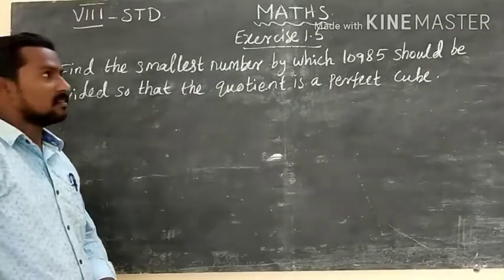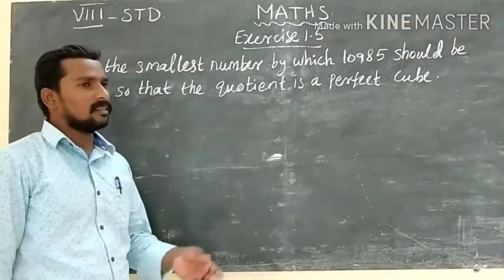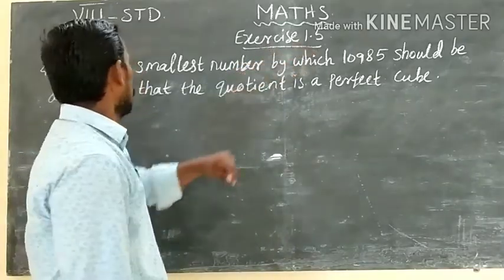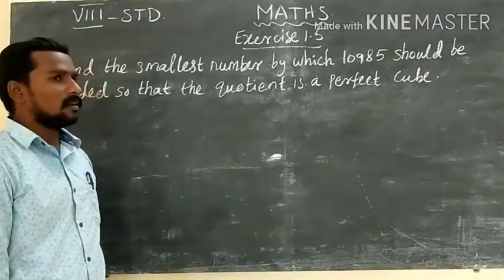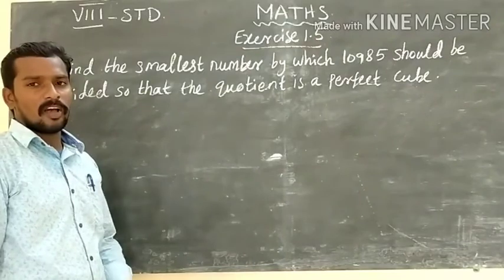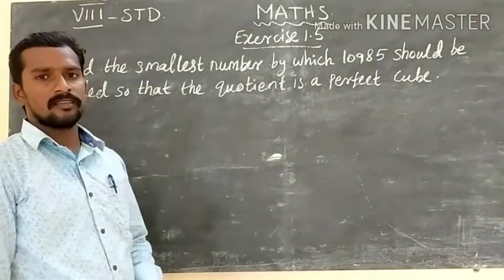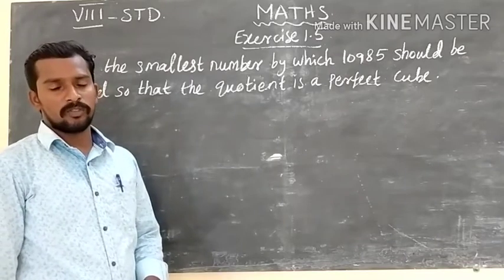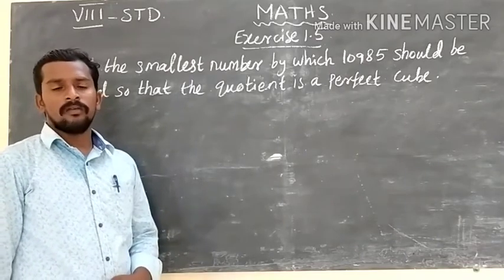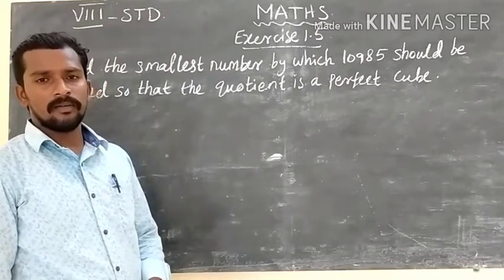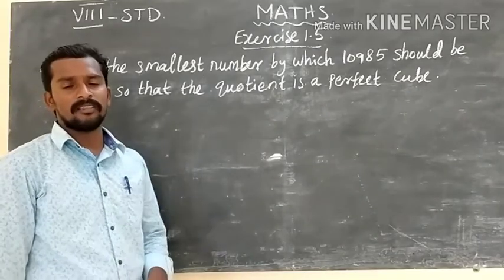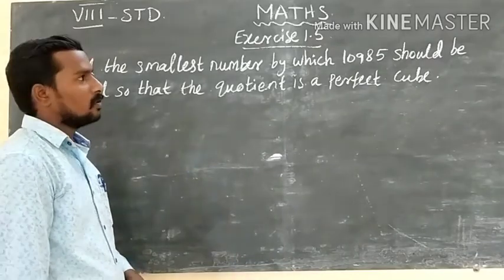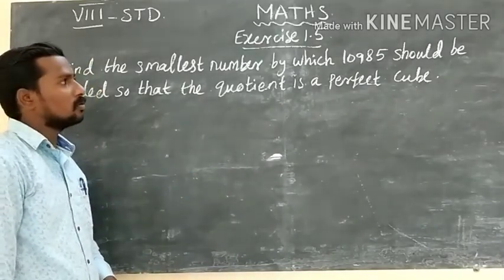Welcome to maths class. In this section, we are going to see exercise 1.5. Before we start, recall the last class. In the last class we discussed cubes and cube roots. If a number is multiplied by itself, and then by itself again, the result is a cube number. The inverse of cubes is the cube root.